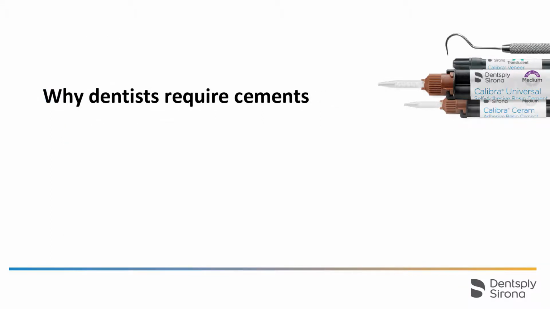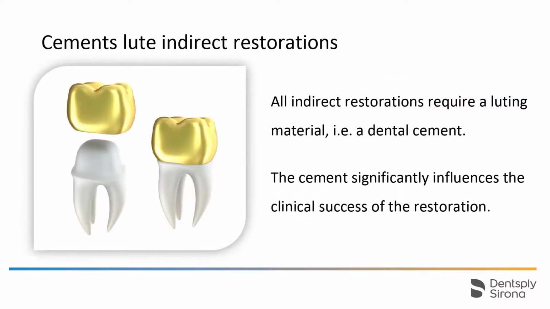So why do dentists need cements at all? And what exactly is an indirect restoration? Indirect restoration of a tooth is necessary if its crown is so severely destroyed, for example, due to caries, that the defect can no longer be treated with a filling fabricated directly in the oral cavity by the dentist.